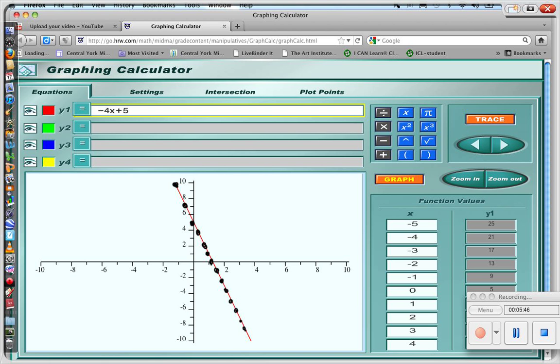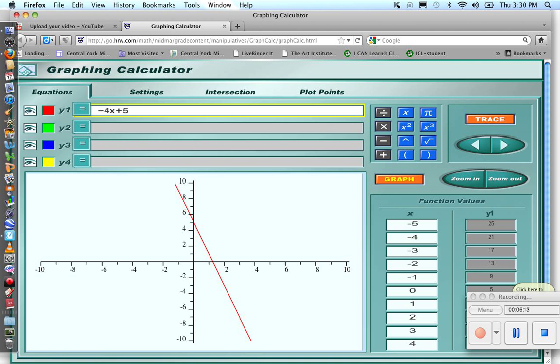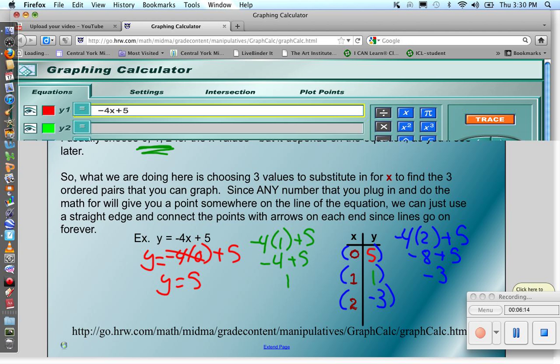So we had picked this point, and this point. And then I just take a straight edge through them. There's my line. So that is all you need to do, okay? So it doesn't matter which 3 numbers we choose for x. When we do the math, it's going to give us a point on the line. So all we need is 3, and then we will have our line.